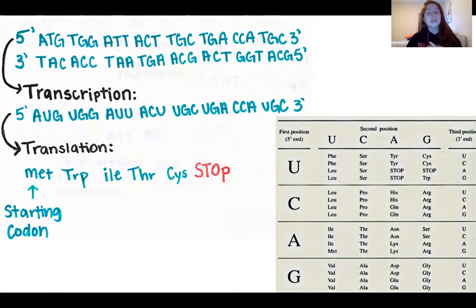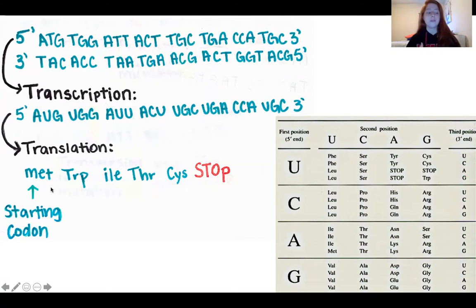So, transcription is the process of formation of mRNA from the non-coding strand, which is the 3' to 5' strand, and the mRNA formed is the exact copy of the coding strand, which is the 5' to 3' strand, except thymine is replaced with uracil. So when we transcribe the coding strand, we get AUG, UGG, AUU, ACU, UGC, UGA, CCA, and UGC. And then you have to translate that.